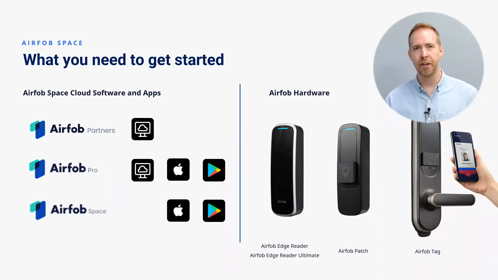You'll also need Airfob compatible hardware. That could include one of our Airfob Edge readers, the regular reader or the Ultimate reader, an Airfob patch, which instantly upgrades existing readers to work with our mobile credentials, or the Airfob tag, which instantly upgrades existing digital door locks to work with our mobile credentials as well. We're also integrating our technology with door locks from other manufacturers as well, so they'll work right out of the box with Airfob credentials.